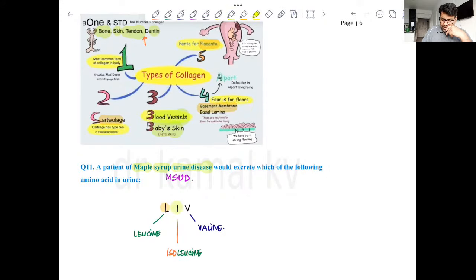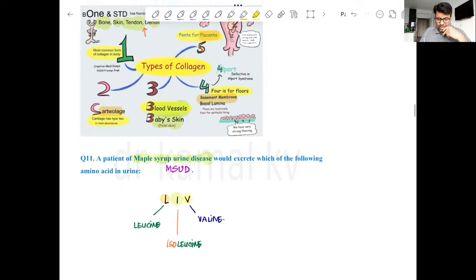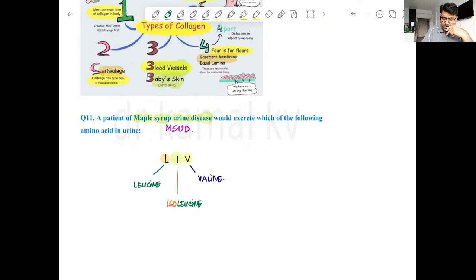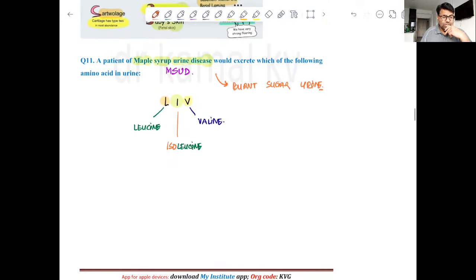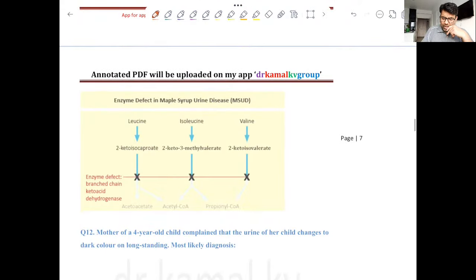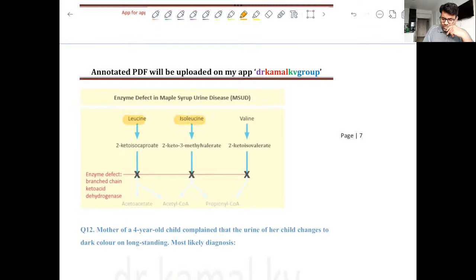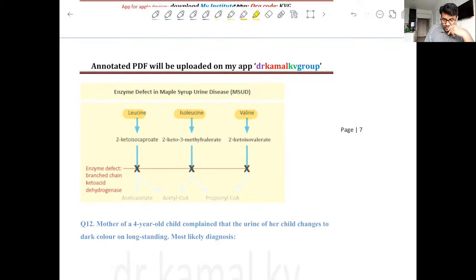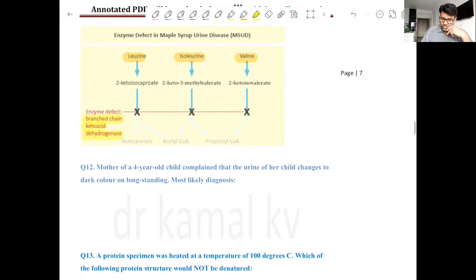Leucine, isoleucine, and valine. For maple syrup urine disease, the smell of the urine is like burnt sugar, right? So in simpler words, you can write here burnt sugar urine, which is one very important keyword in getting the diagnosis as maple syrup urine disease. So in maple syrup urine disease, leucine, isoleucine, and valine metabolism is affected because of deficiency of branch chain alpha keto acid dehydrogenase, right? So this is one thing.